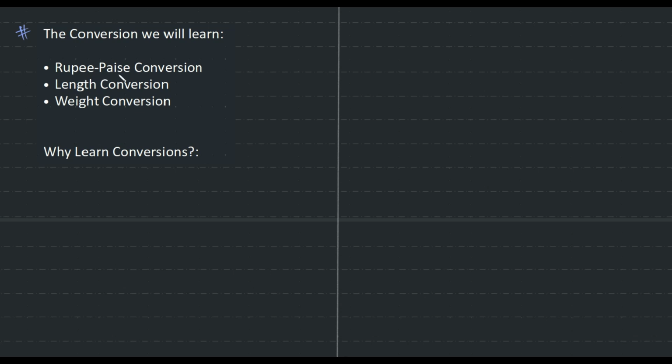First one is your rupee to paise conversion. Then we are looking at length conversion. And this is actually mass conversion. You might not be used to the word mass. You might indirectly use it as weight, but it's actually mass conversion. So why do we learn conversion? Again, for the same reason, because it makes it easier to use.